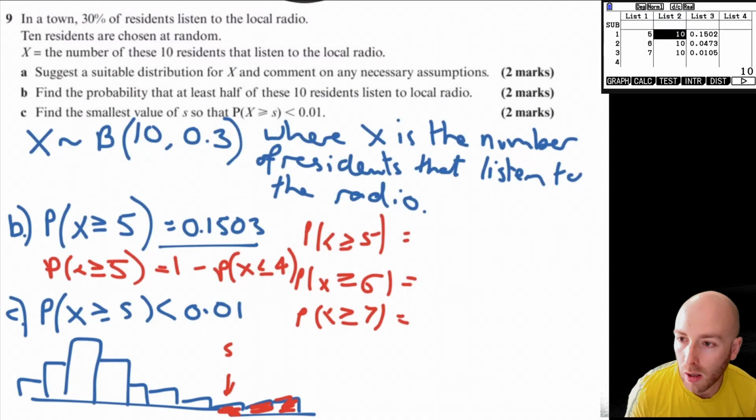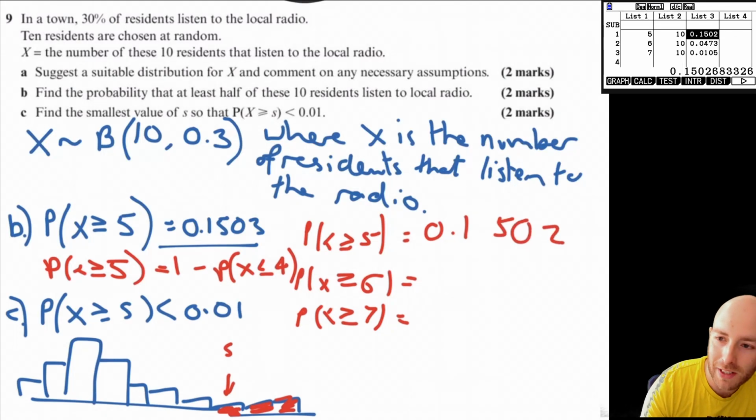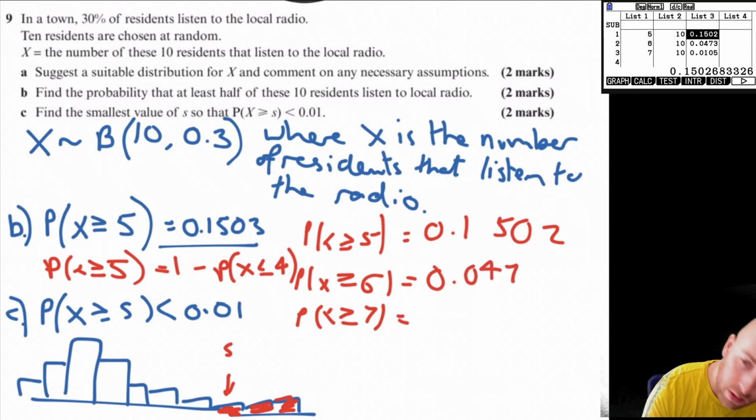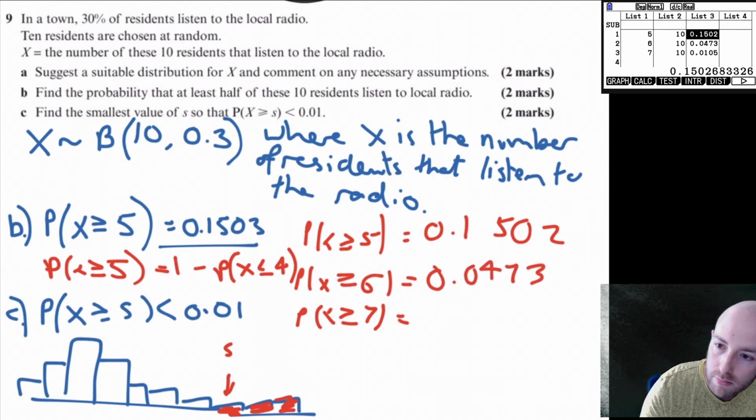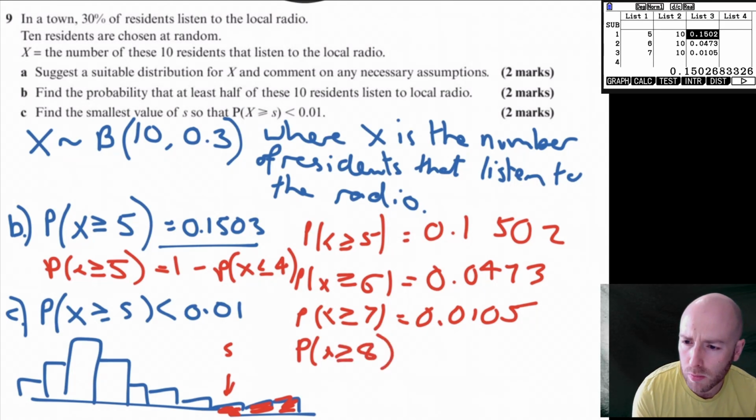So we've got greater than or equal to 5, 0.1502. So it looks like I'm going to need to do one more. That's what happens if you don't choose perfectly, which is unlikely. You're not going to always choose perfectly. Okay, so we need to go one more, greater than or equal to 8, just one more. So I'm going to type that one in.